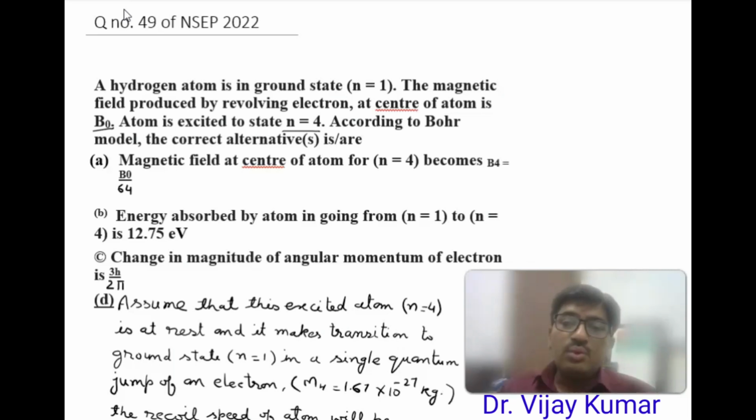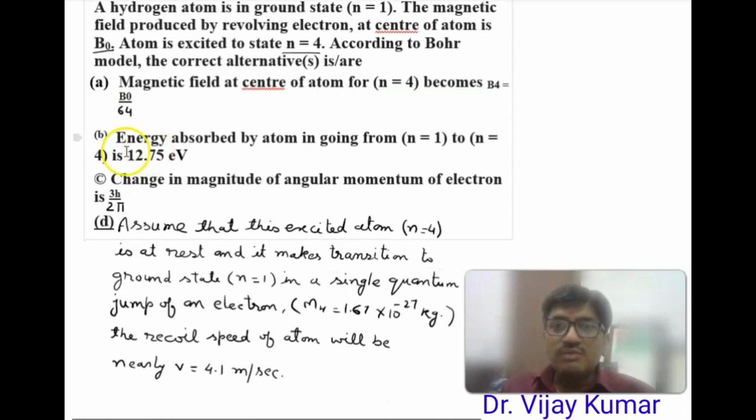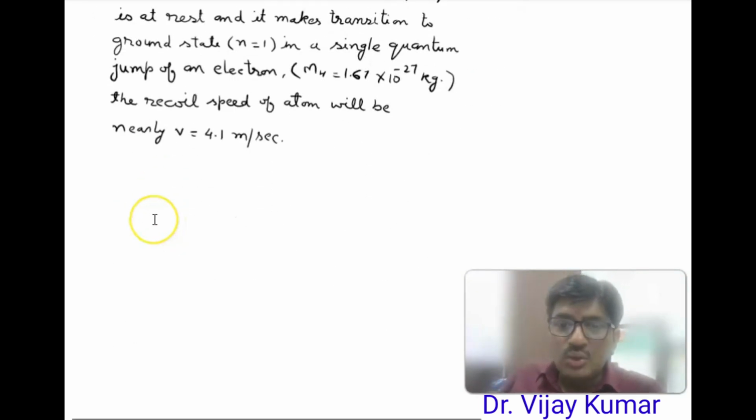And we have to try all the options. In option 1 we have to calculate the magnetic field, in option 2 we have to determine the energy absorption, in option 3 we have to determine the angular momentum, and in option 4 we have to determine the recoil speed of the atom. So let's start the solution.